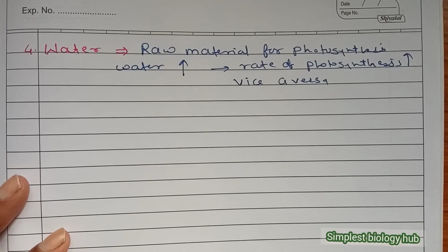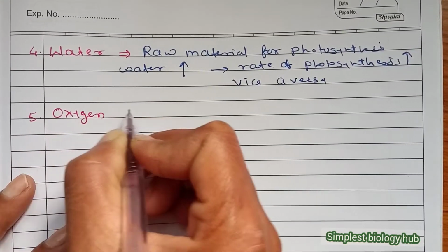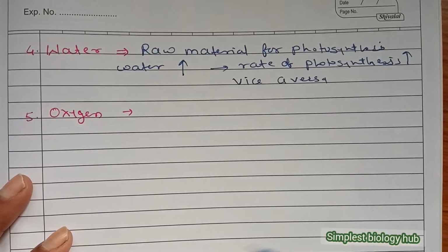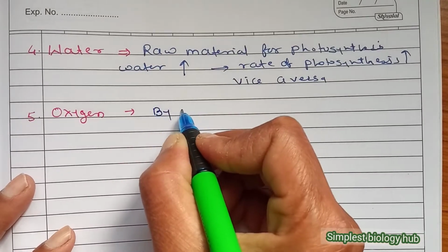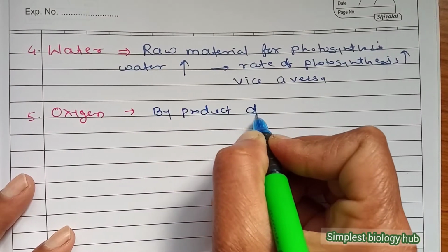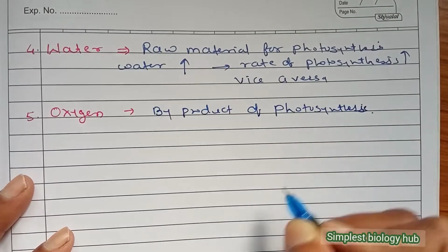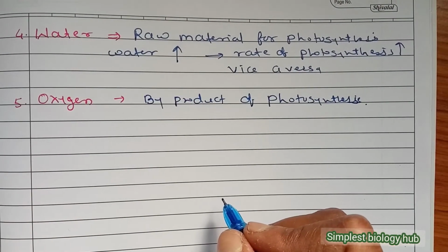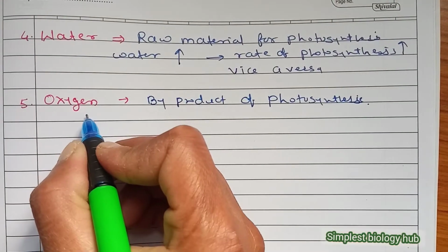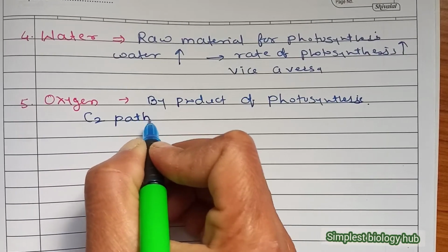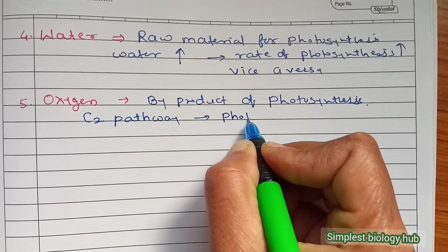And the last point of the external factors is oxygen. Oxygen affects the rate of photosynthesis. Actually, it is the byproduct of photosynthesis. If it is the byproduct of photosynthesis, then why does it affect photosynthesis? In the last video, we already talked about the C2 pathway. And what happens in the C2 pathway? The C2 pathway is nothing but photorespiration.